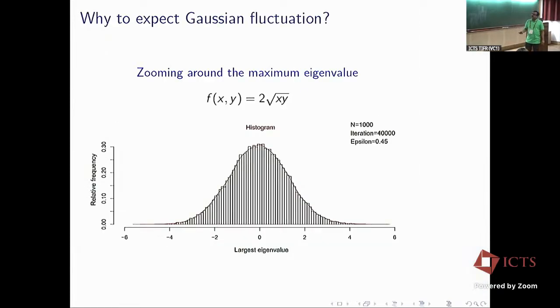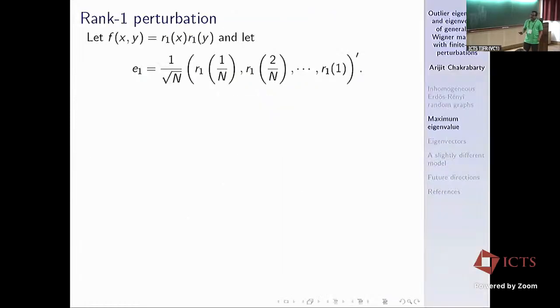Now, the question of interest for us is what happens to the fluctuation of the largest eigenvalues. If this is a simple example, f(x,y) is twice square root of xy. We looked at several replications of the largest eigenvalue, and after centering, it shows a Gaussian fluctuation. Now, why should we expect a Gaussian fluctuation? The answer is easy to explain when it's a rank 1 perturbation.